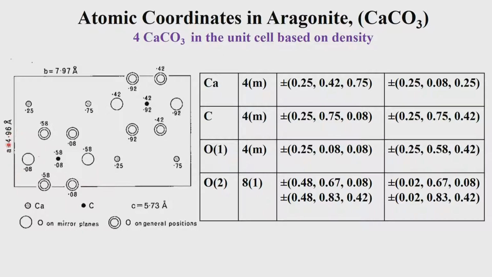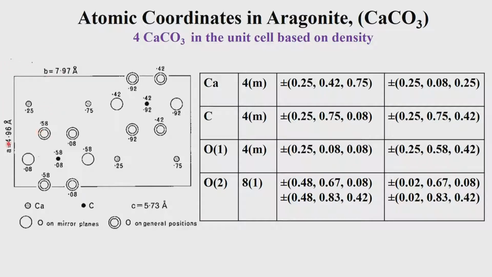A is 4.96 angstroms, B is 7.97 angstroms. So, this is now the A direction, this is the B direction. Remember that there is a mirror symmetry at 1/4 along this direction, and then there is a C-glide symmetry which is associated in this direction. Please note that. Both those are the mirror symmetry positions.